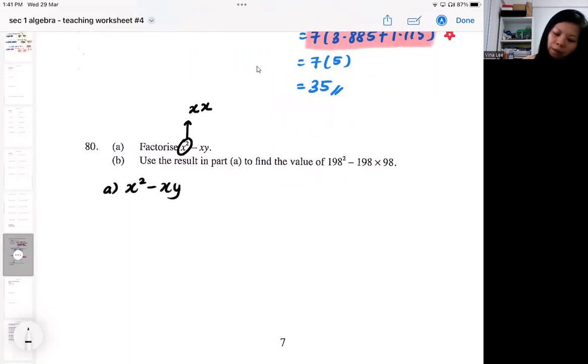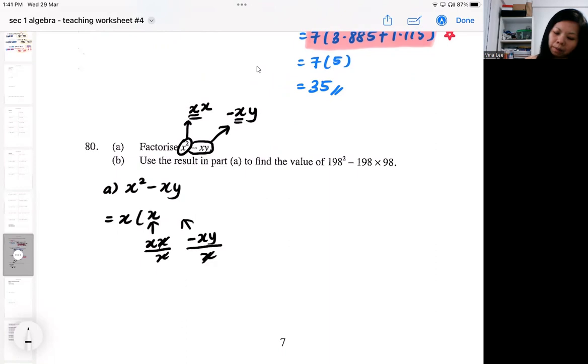Okay, so for part A, it's x squared minus xy. If you see x squared as x times x, observe the two bubbles. Then you will see x is a common factor. So x squared divided by x will give me an x. Then minus xy divided by x will give me a minus y.